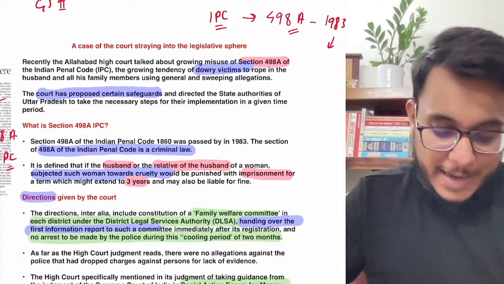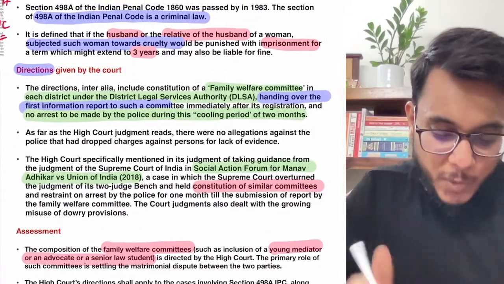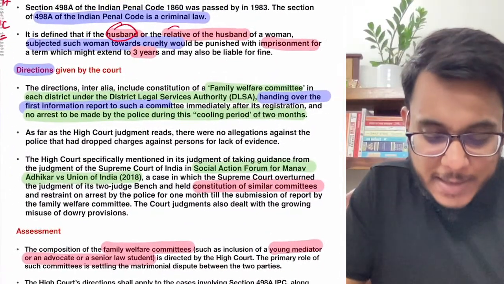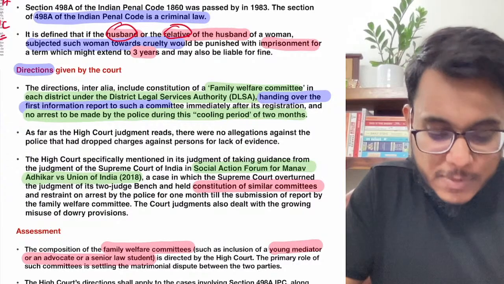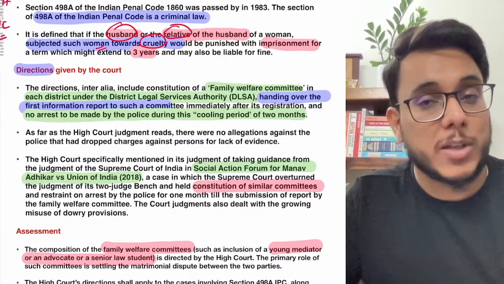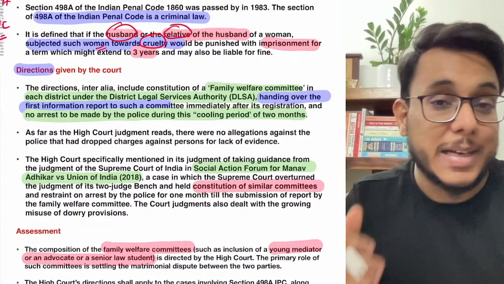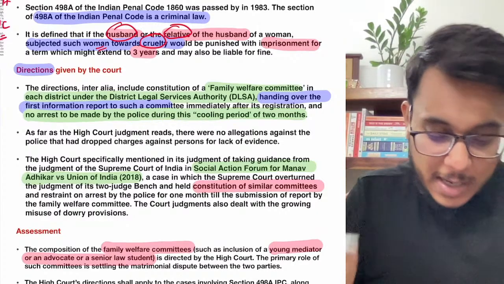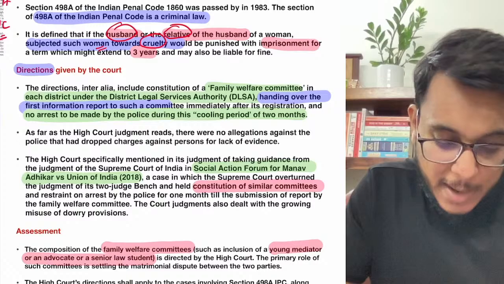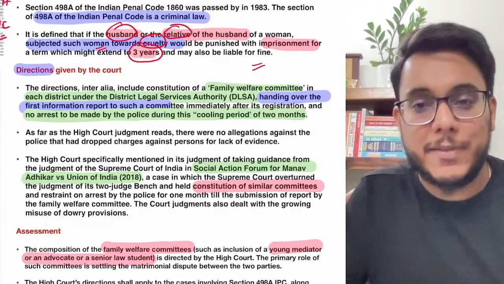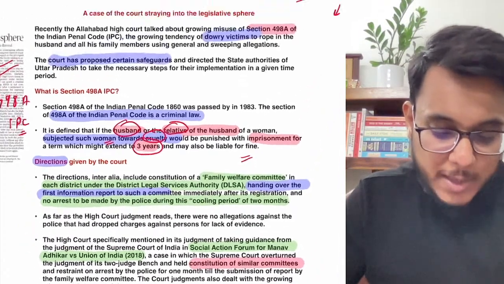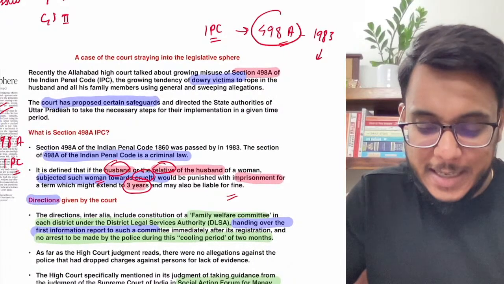What does Section 498A provide? Section 498A provides that if the husband or any relative of the husband subjects the woman to cruelty for the demand of dowry, then in that case the husband or the relatives could be imprisoned for 3 years or even a fine can be given. So this is the dowry provision of Section 498A.